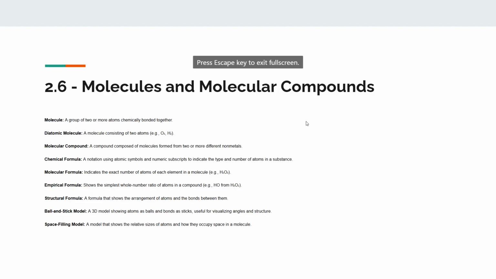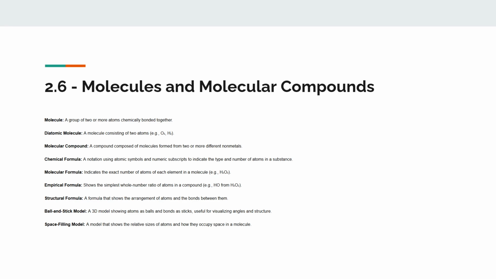A molecular compound is a compound composed of molecules formed from two or more different nonmetals. It's important to note that it can't be a metal and a nonmetal because that forms a different kind of compound, an ionic compound, which we'll learn about in the next lesson. That's because the nonmetal will just rip the electron off the metal, and they'll be bonded because there's a negative and positive charge. But all we need to know is that a molecular compound is just a compound composed of molecules, which the molecules are formed by two or more different nonmetals.